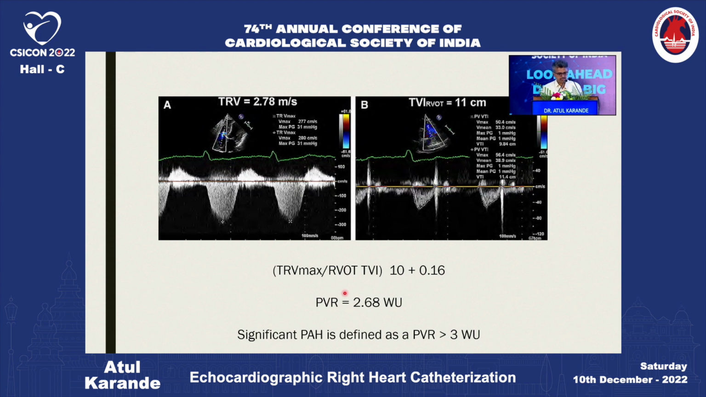Pulmonary vascular resistance is abnormal when the value is more than 3 Woods units. Now this relationship is not reliable in patients with very high pulmonary vascular resistance. If it is more than 8 Woods units, then this formula doesn't work.